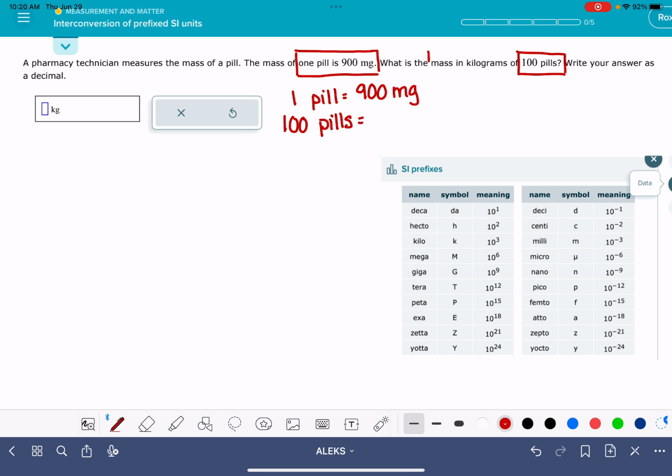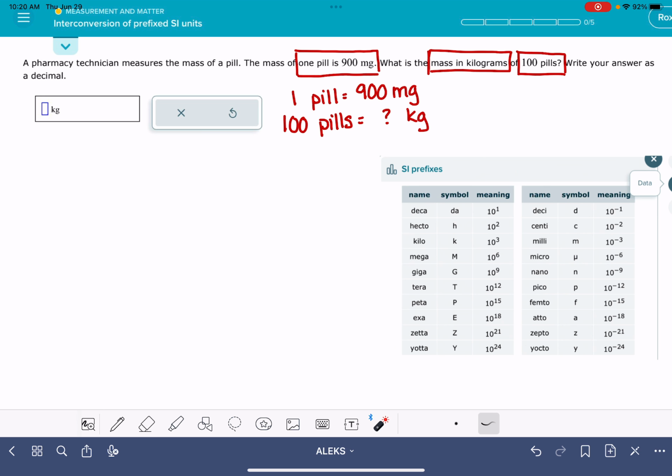And also, it's going to ask you to report that new measurement in a different unit. In my case, it's asking me to report it in kilograms. So for this version of the problem, there's 2 parts involved. One is changing the quantity from 1 to 100, and the other is changing the unit from milligram to kilogram for me.